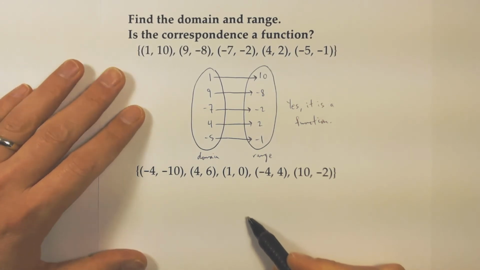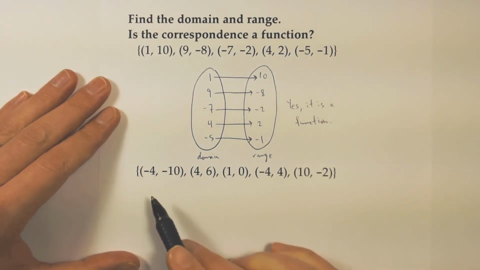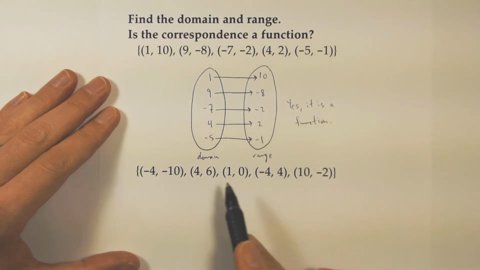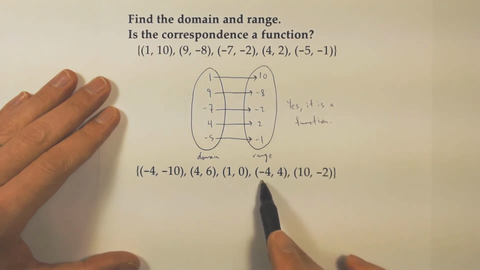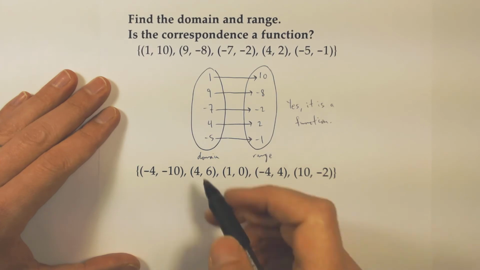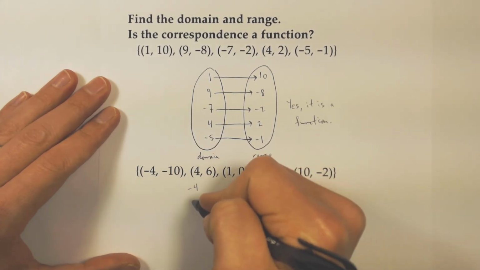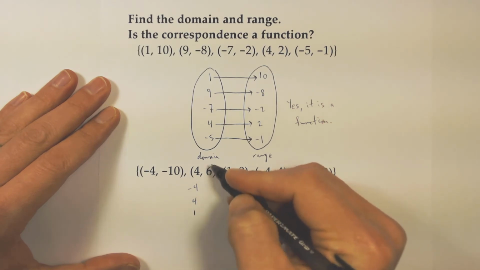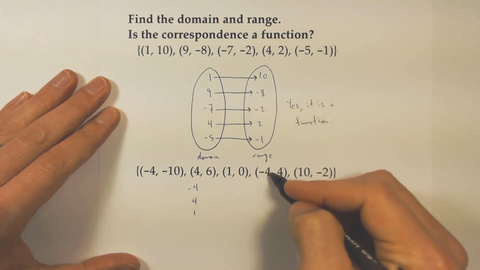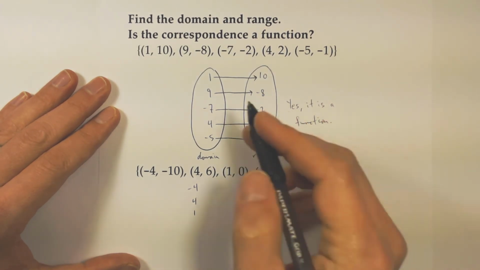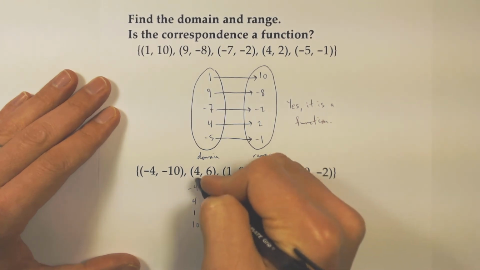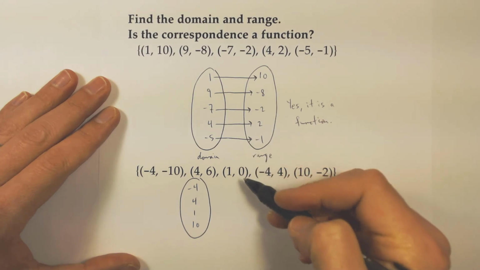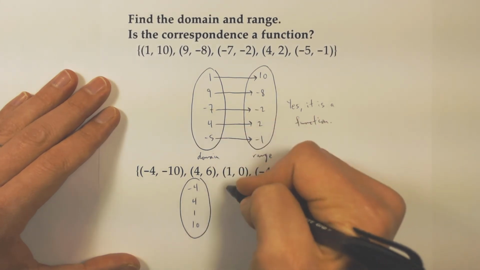Let's try the same for the second correspondence. So we're going to take each of these x values and put them into a domain. Notice that we have a -4 repeated. That's usually a sign that it's not going to be a function. And what I'm going to do with this notation is not put a -4 in the domain twice. I'm just going to put unique numbers in this domain set. So again, I only have one -4 in there.